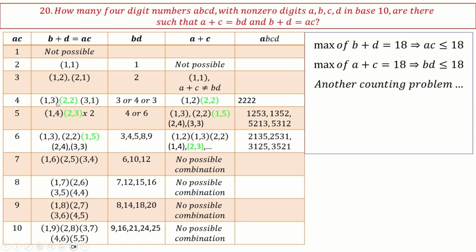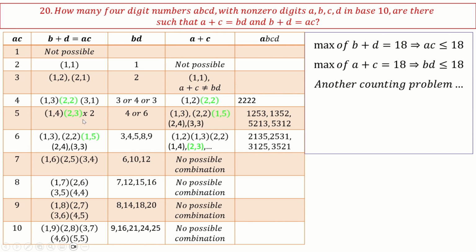Similarly, you start counting this way, you will get a possible solution at 2 comma 2. When AC equal to 4, I have options 1 comma 3, 2 comma 2, and 3 comma 1. For 1 comma 3, BD is 3, and 3 comma 1 also BD is 3, but 2 comma 2, BD is 4. So in this case, I can get my AC as 2 comma 2. My number is 2222.